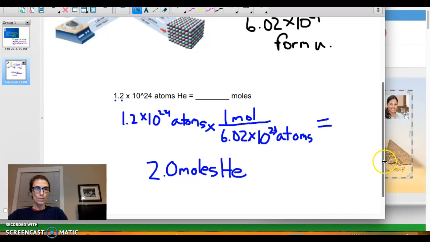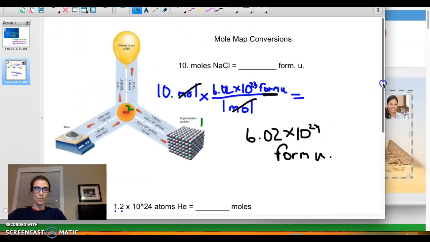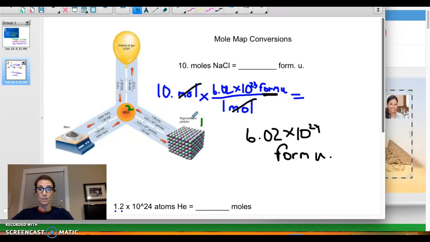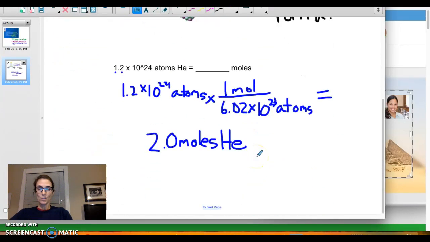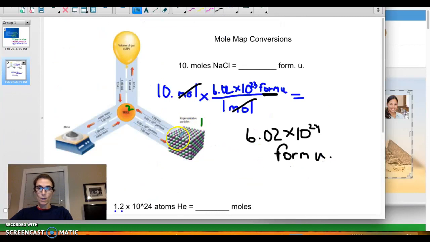So that concludes our video on converting between moles and particles. Important things to remember is that 1 mole of any substance is equal to 6.02 times 10 to the 23rd particles. That number is called Avogadro's number. And just remember that your representative particles could be either atoms, molecules, or formula units, depending on the type of substance that we're talking about.